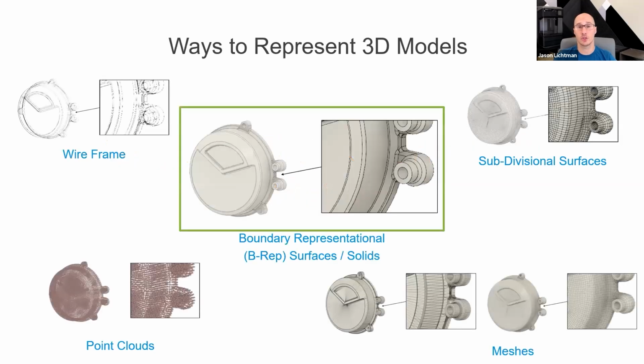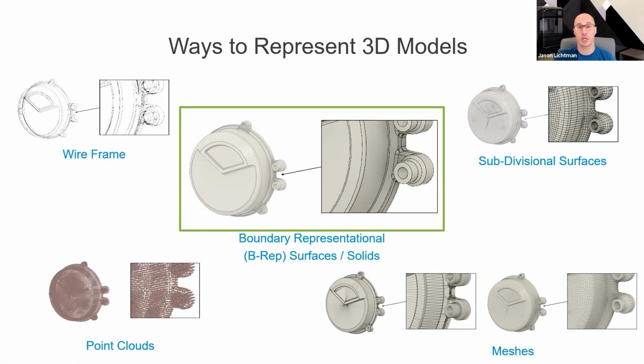So this is showing you right now a bunch of different ways you could represent 3D models. Wireframe for something like AutoCAD is one of them. Point cloud data from a 3D scan, mesh data, which could come from a 3D scan, or it could be output from that BREP surface or BREP solid, and even subdivisional surfaces, which is a way to be able to manipulate shapes by pushing and pulling on vertices. If you've ever heard of the term NURBS modeling, that's a subdivisional surface modeling technique.